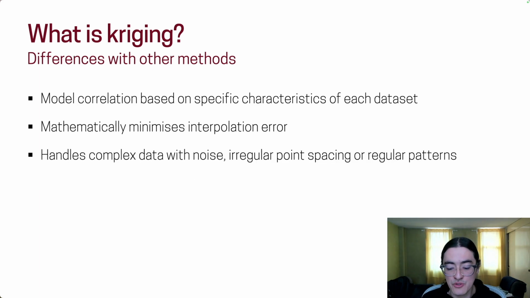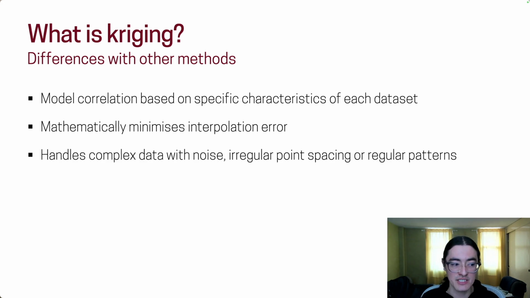As you might be able to tell already, kriging is a bit different from the other methods we have seen in this course. Kriging models the correlation based on the specific characteristics of each dataset, so you don't need to guess, like with IDW, what the power of the function should be. You just model the behavior of the specific dataset, and based on that you know the ideal way in which the correlation tapers off. It's also different because it mathematically minimizes the interpolation error. So in theory, kriging should be the best method according to the dataset that you have.